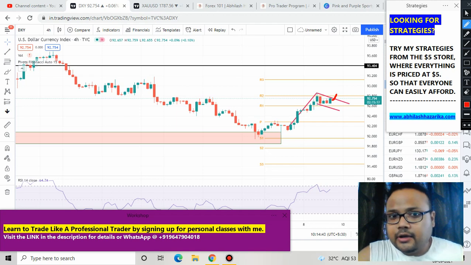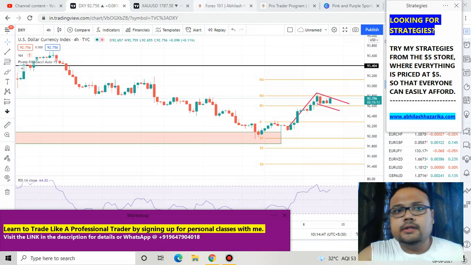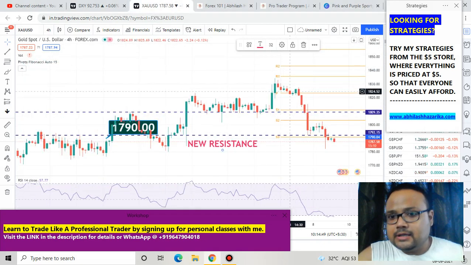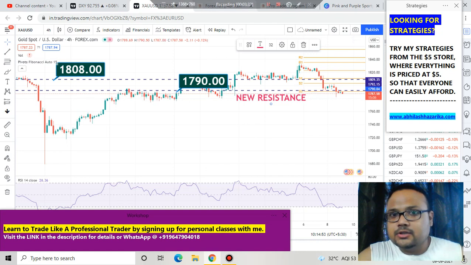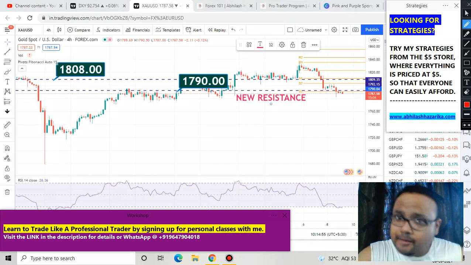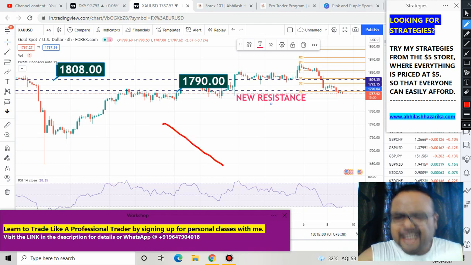then definitely gold will see some heavy selling again. This is the chart of gold, and as you can already see, gold is trading below the resistance line. So if dollar goes up, crossing the line from the bullish flag pattern, then definitely gold will start falling again.